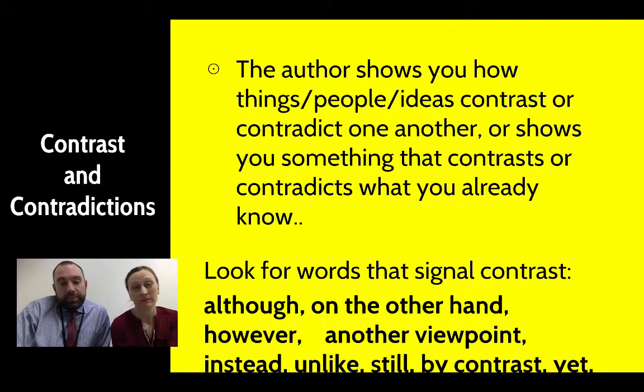Sometimes it's very easy to find it when you have signal words, like although, on the other hand, however, unlike, or still, or but, or yet. So those are the easy little signal words that you can look for when you're trying to find this. And so we're going to try that today.